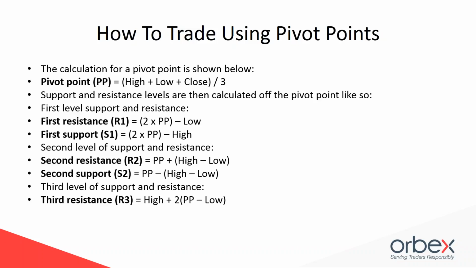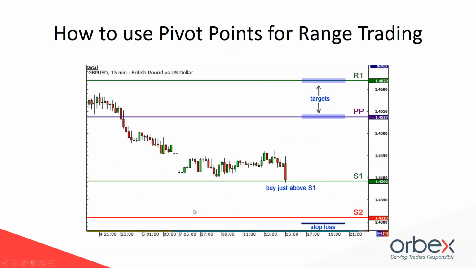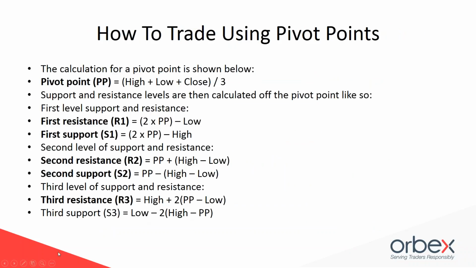Okay, so the third support is the low minus 2 by the high minus the pivot point. Okay, I hope this is clear for everybody.